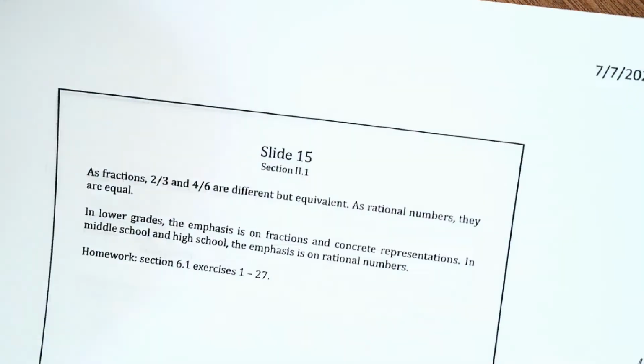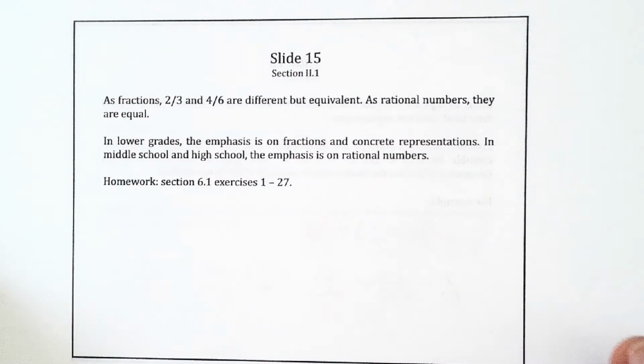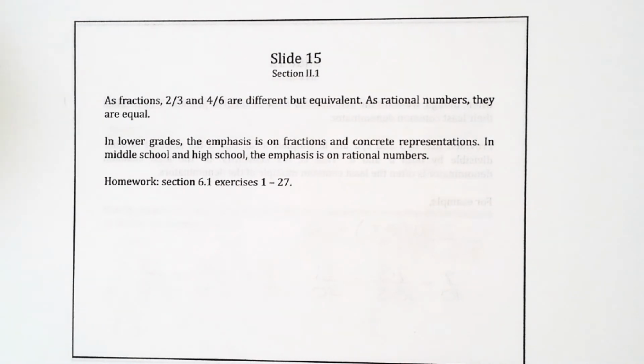So for example, as fractions, 2/3 and 4/6 are different but equivalent. As rational numbers, they are equal. In lower grades, let's say, maybe up to 3rd or 4th grade, the emphasis is on fractions and concrete representations. Like 4/6 would be, you have a pizza, you divide it into 6 slices, and you take 4 slices. So in the lower grades, that's the emphasis.